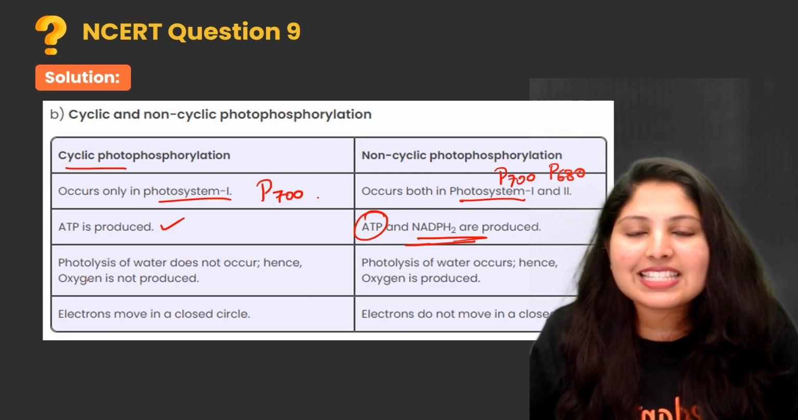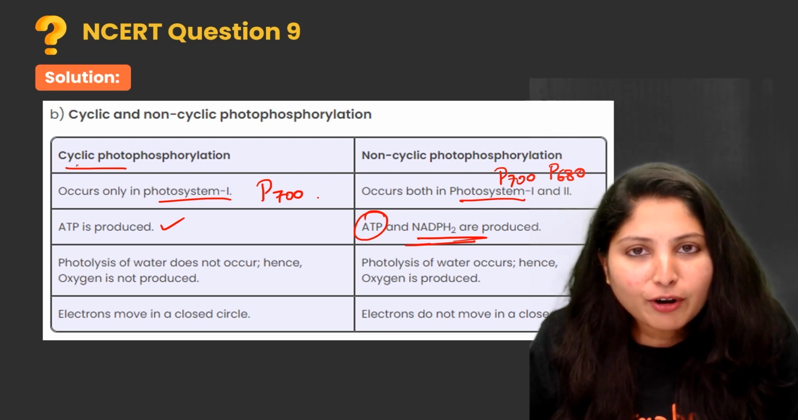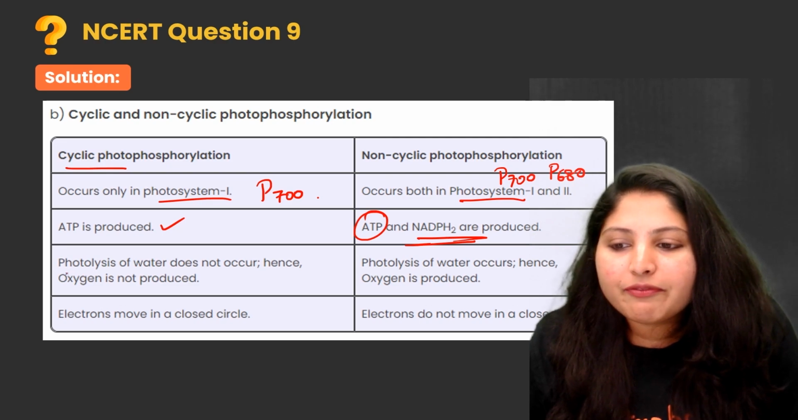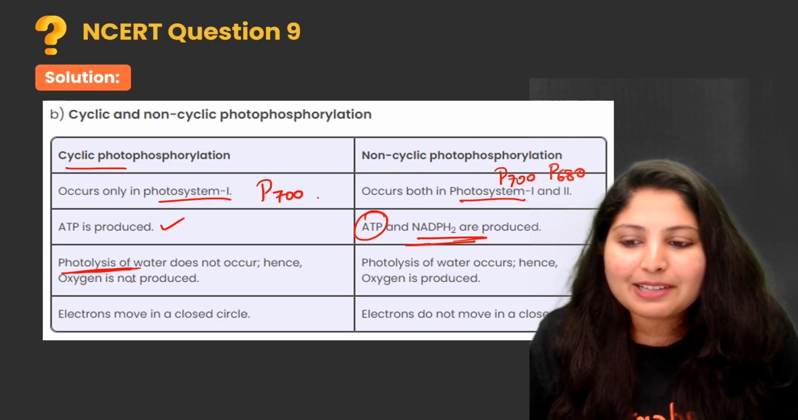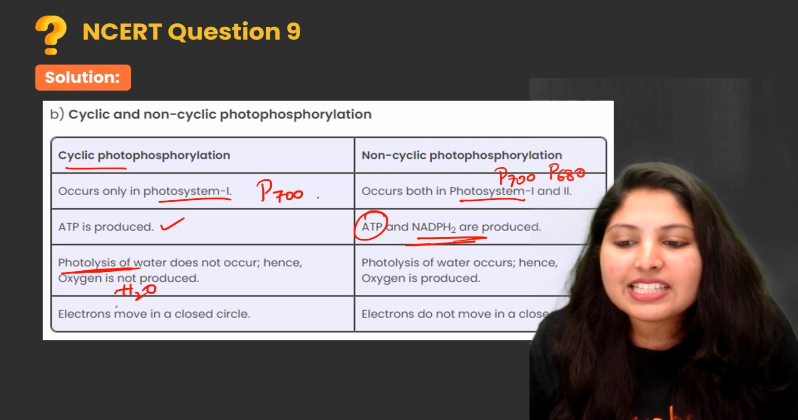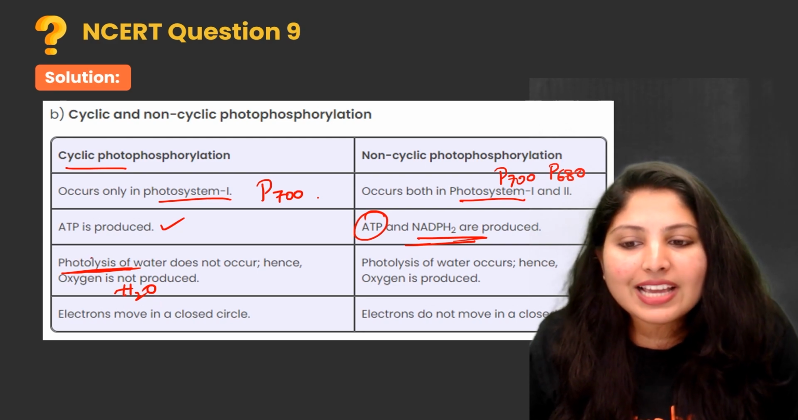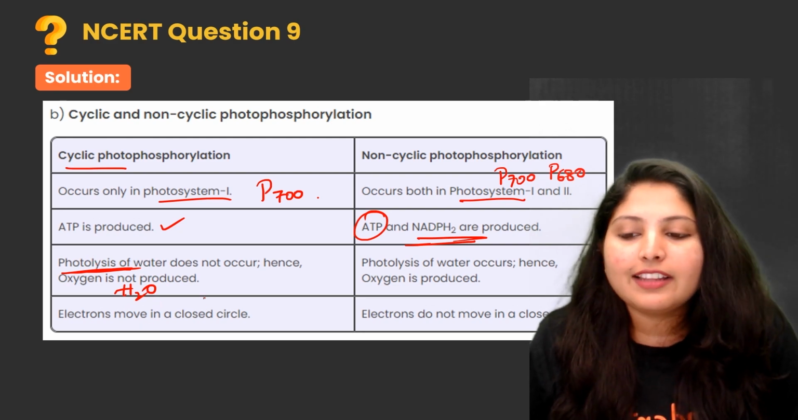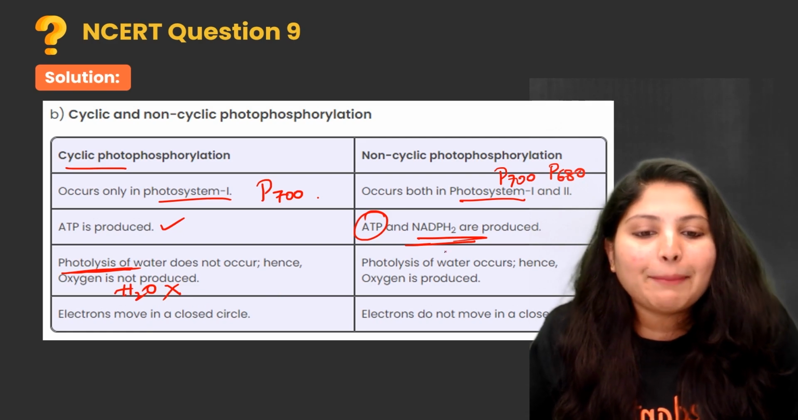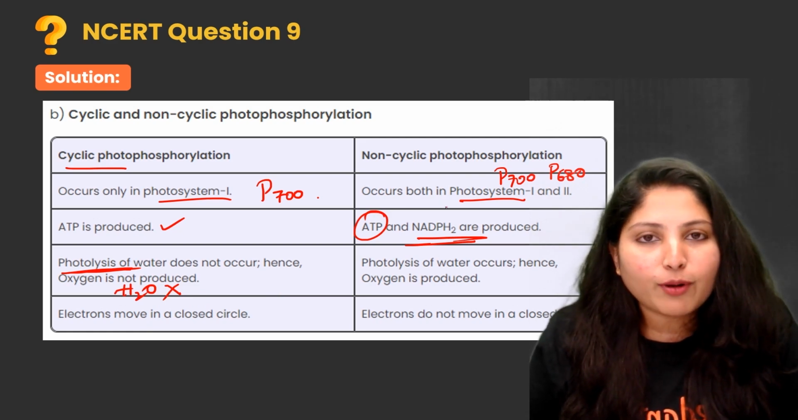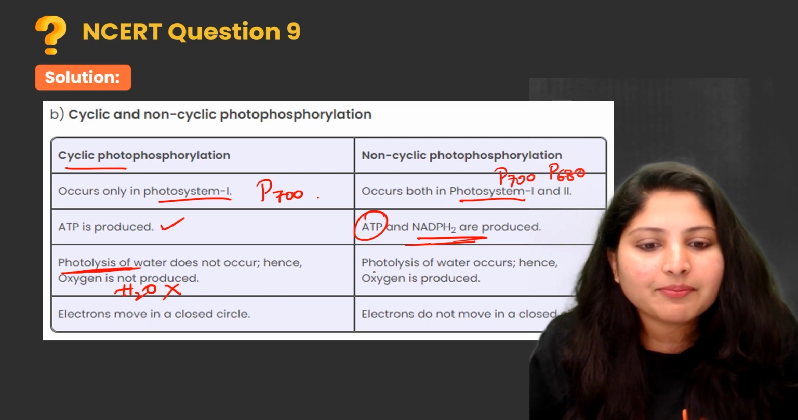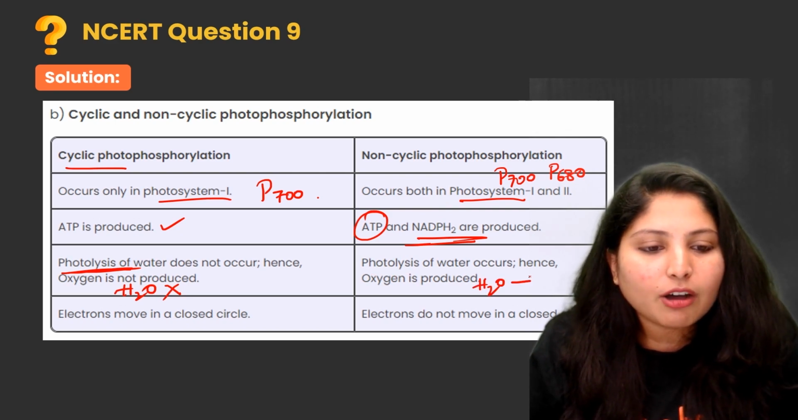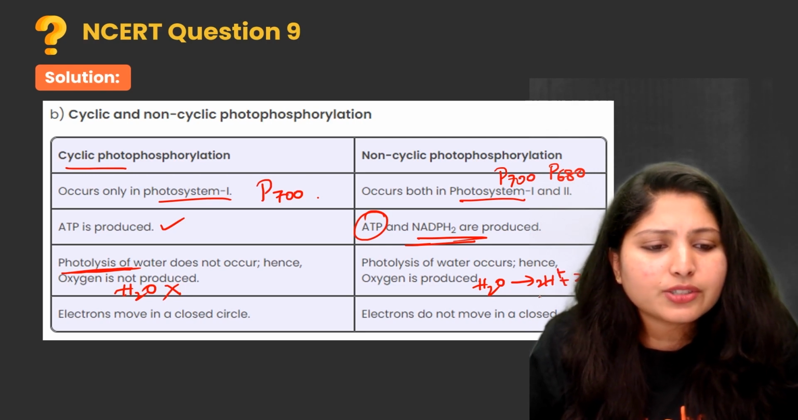Next, in cyclic photophosphorylation, there is no photolysis, that means no splitting of water. Photolysis means splitting of water. There is no splitting of water, but in non-cyclic photophosphorylation, we can find photolysis, that means splitting of water into 2 protons, 2 electrons and nascent oxygen.